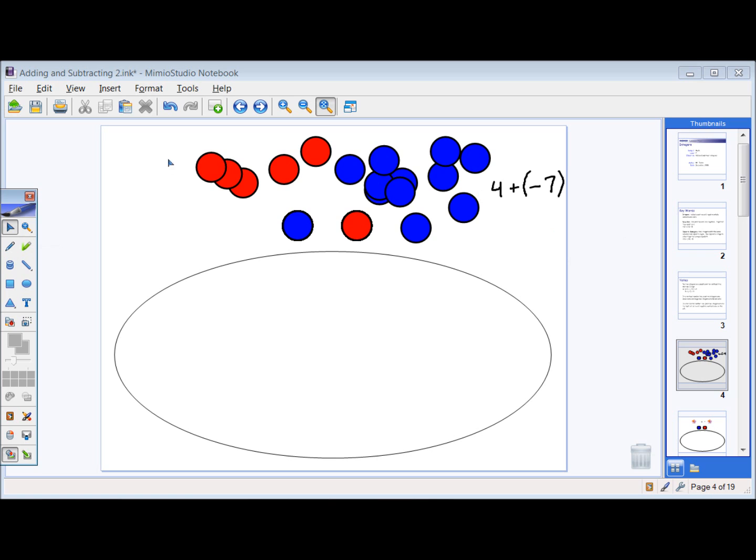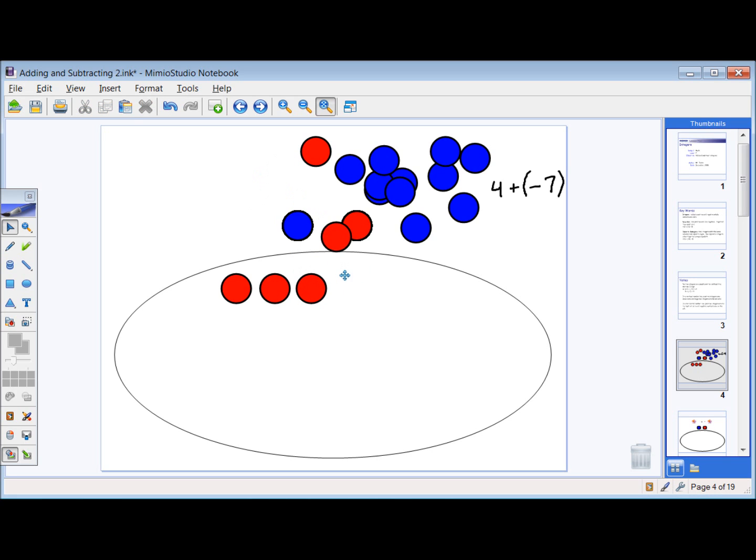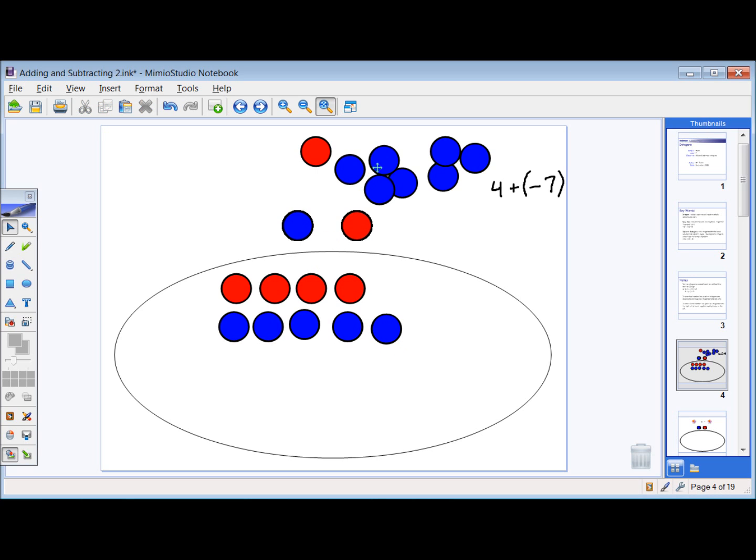Okay, so I'm starting with 4. That's 4 positives, 1, 2, 3, 4. So I've arranged my 4 positives in a row here, and I have 7 negatives. 1, 2, 3, 4, 5, 6, and 7.